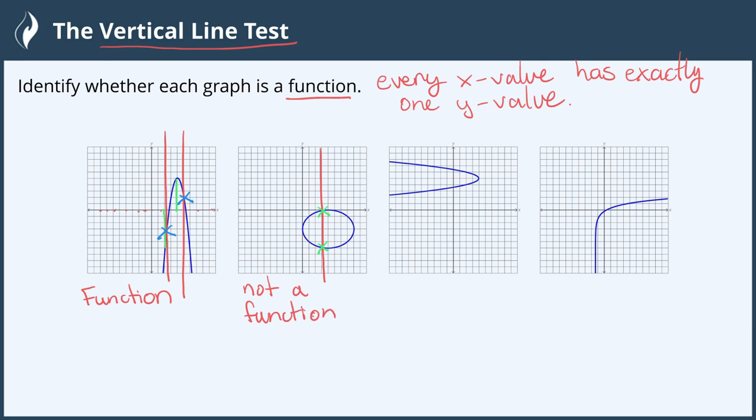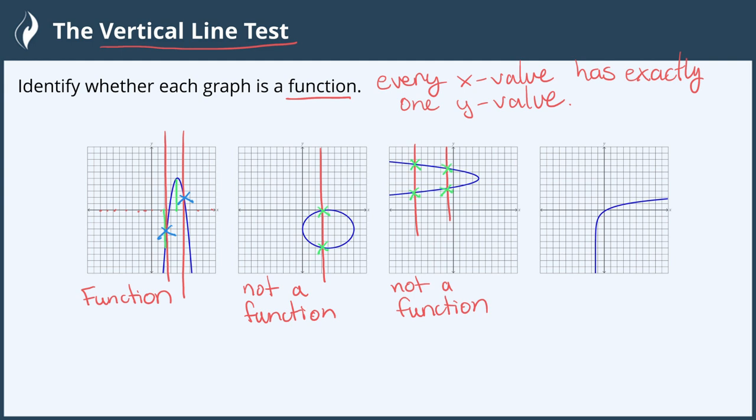Our next one, we draw a vertical line through here and through here. In fact, at every point, except the very last one on the vertex, our graph crosses the vertical line twice, or the vertical line crosses the graph two times at every single point, which means again that this one violates the definition, that x value has two y values instead of one. So it is not a function.